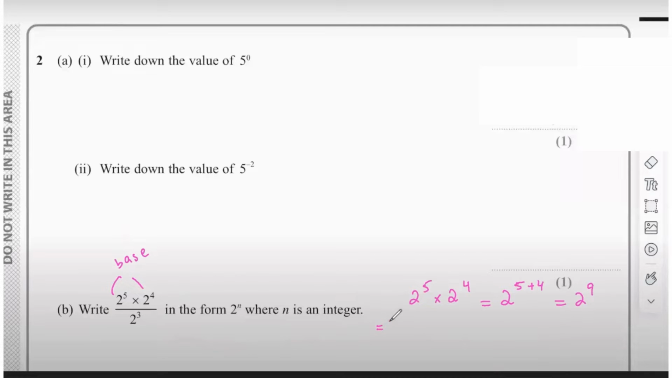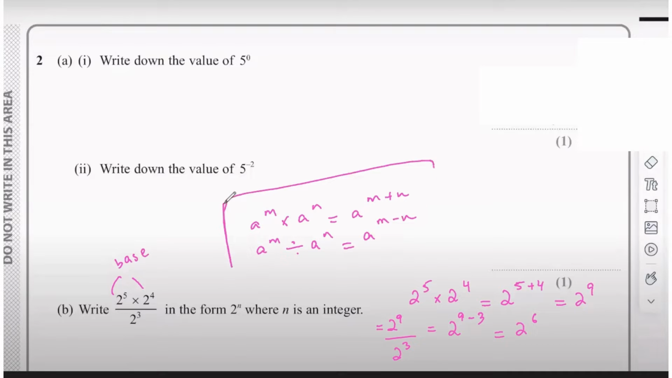So now what we have is 2 to the power of 9 over 2 cubed. Now, whenever we are dividing similar bases, which is another rule of indices, we subtract the power. So it's going to be 2 to the power of 9 minus 3, which is 2 to the power of 6. Once again, when we're multiplying similar bases, we add the powers. When we're dividing similar bases, we subtract the powers. One of the very common rules of indices.